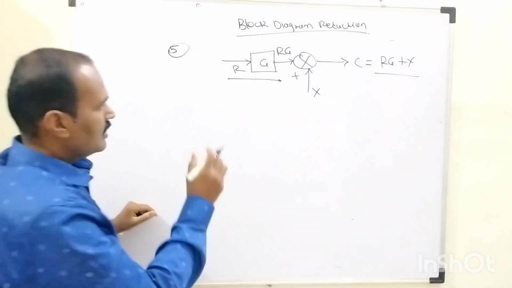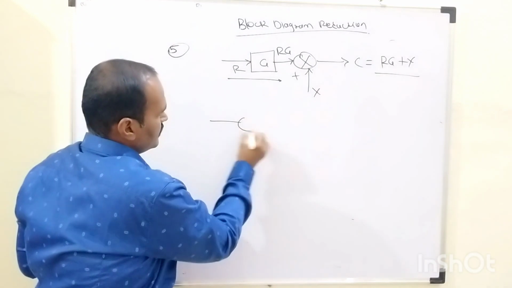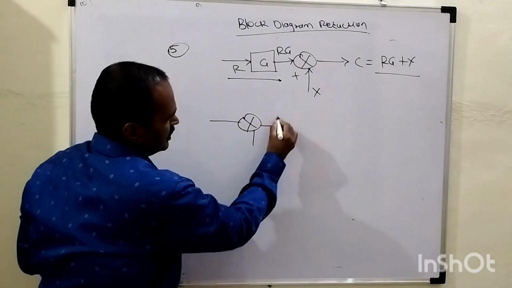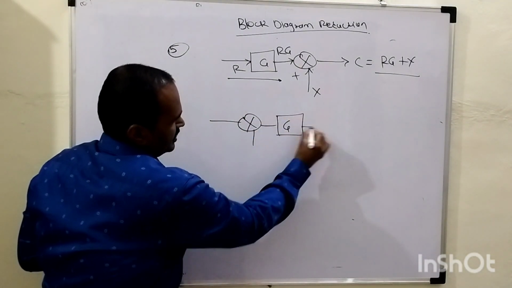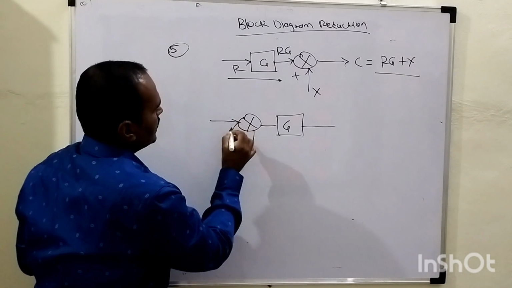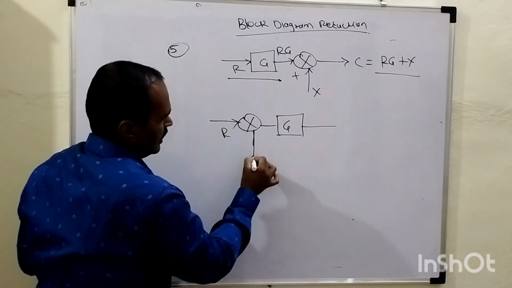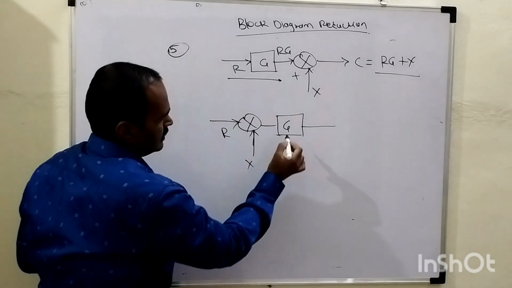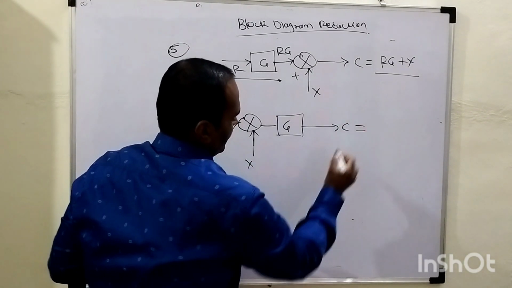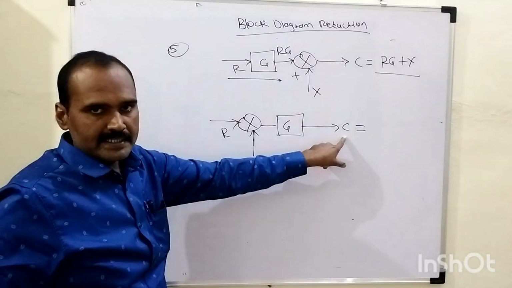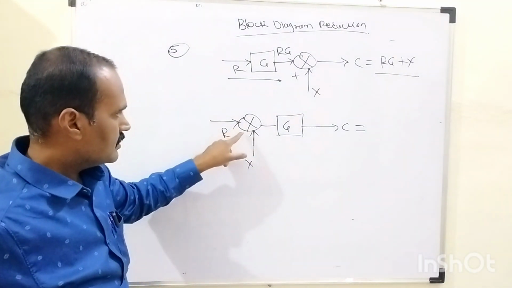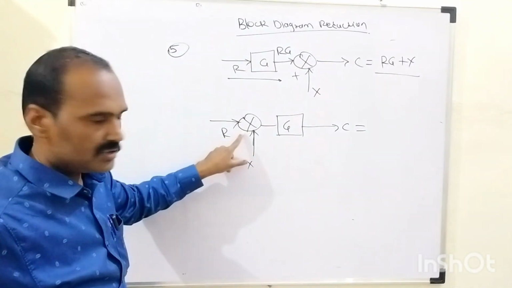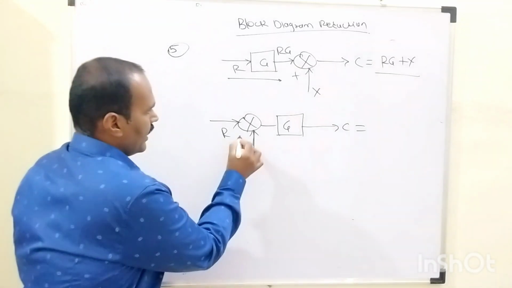Now when we are about to shift this summing point before this block, if I shift this summing point without doing any kind of modification, like this is R, this is the potential of this summing point, and X, this is G and C, then what this C stands for here? As far as the summing point is concerned, these two signals are being added with each other.